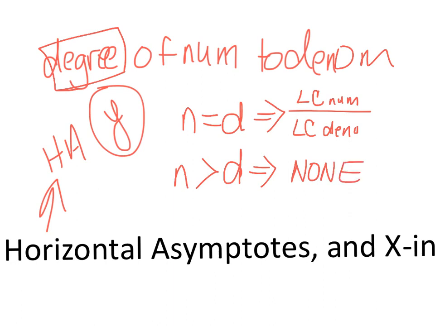Do not write 0. What happens when the numerator degree is less than the denominator degree? Y equals 0. You have a horizontal asymptote at y equals 0. That, to me, is probably the thing that you guys are going to mistake the most. You have to practice that.